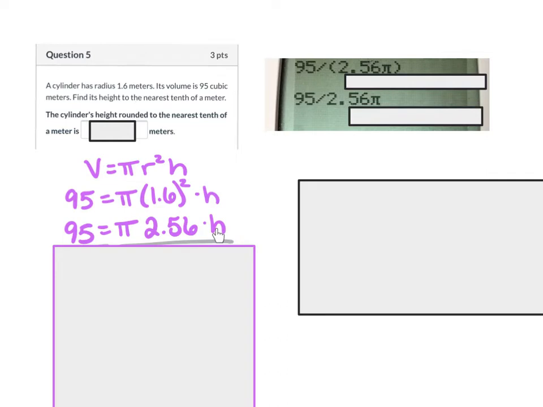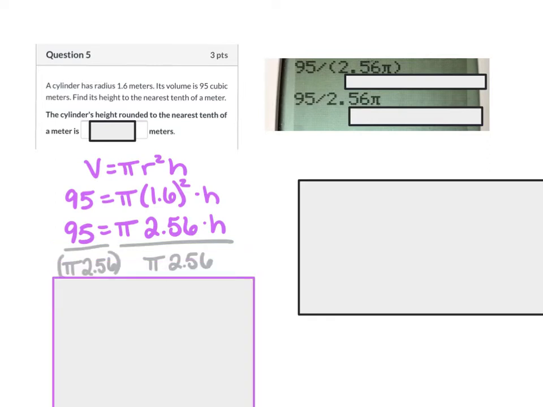So we want to get h alone, and since these numbers are attached by multiplication, we're going to get rid of them by dividing. And then you can see here that our pi's cancel out, our numbers cancel out, and then on this side we do not have a pi to cancel with this pi, so in our calculators we need to divide by both of these numbers. So that's why I've put the parentheses here.